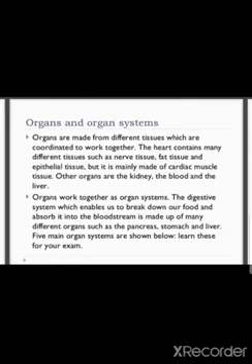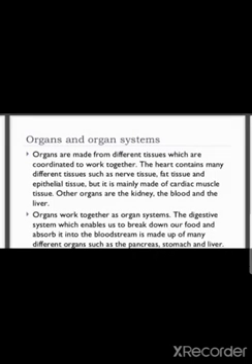Now, you know that cells combine together to form tissues, and tissues combine to form organs, and organs work together to form an organ system. So let us discuss how the system is formed. Organs are made from different tissues which are coordinated to work together. Take an example of a heart.